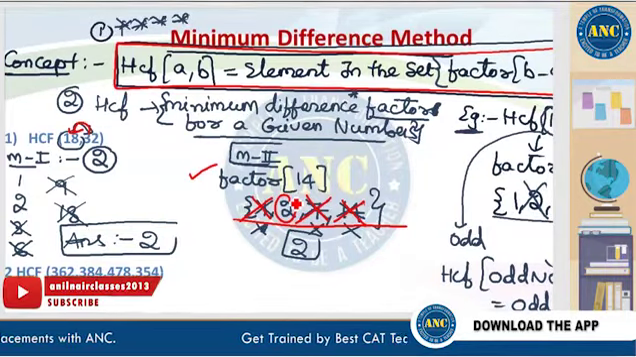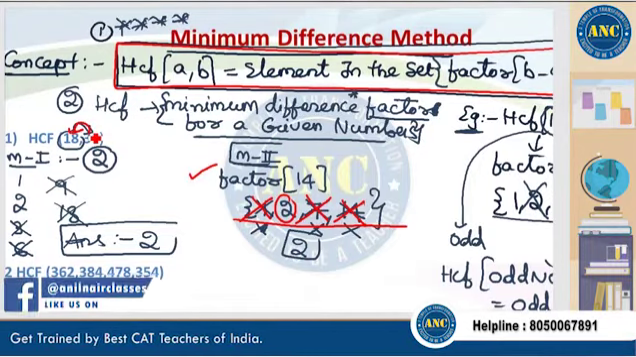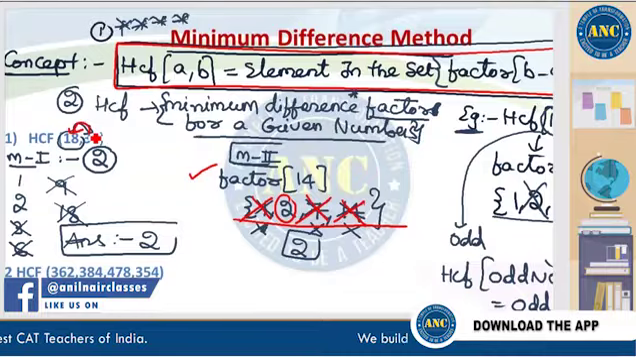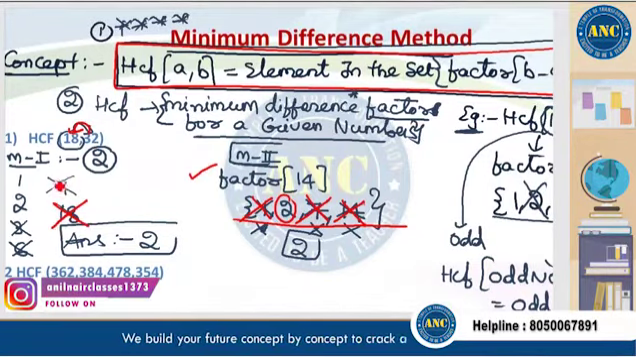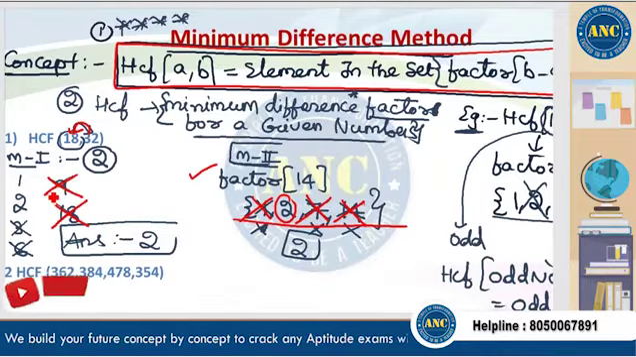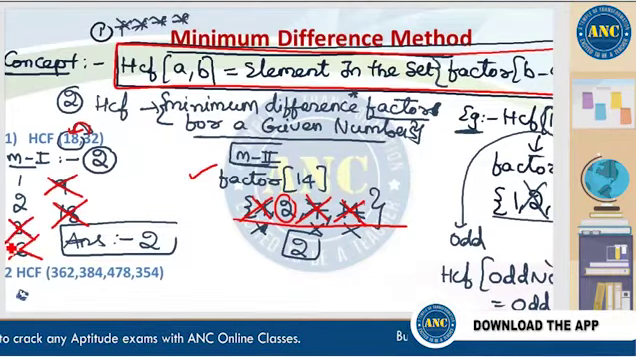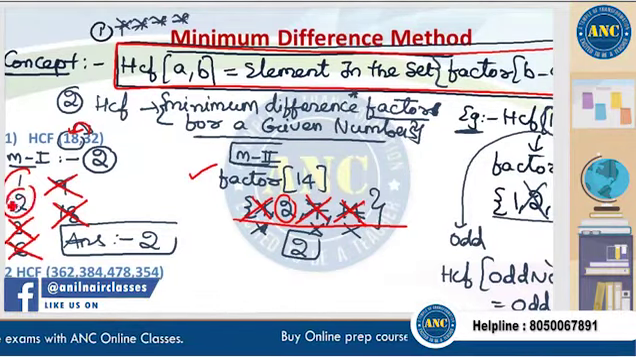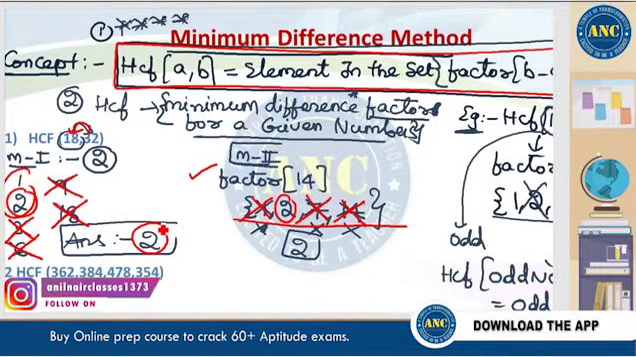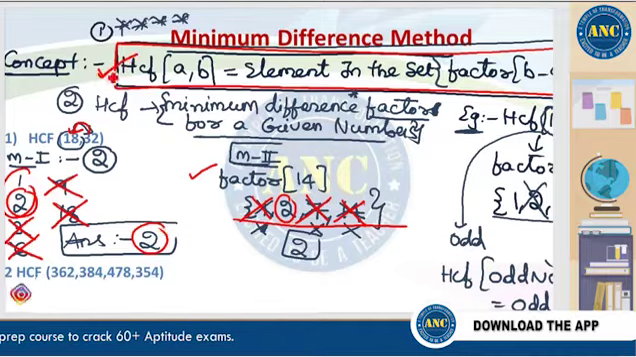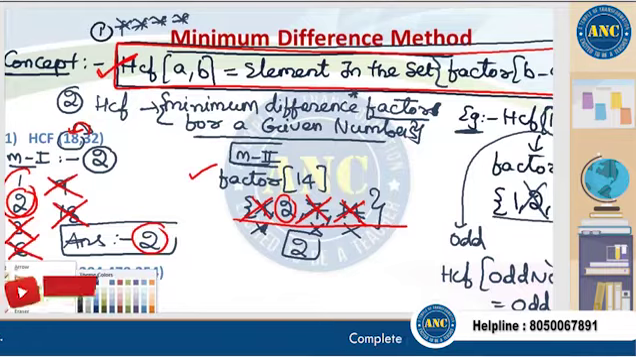If I use the traditional method, 18 does not divide 32. So take all the factors: 1, 2, 3, 6, 9, 18. 32 is not divisible by 18. 32 is not divisible by 9. 32 is not divisible by 6. 32 is not divisible by 3. So 1 and 2, highest is 2. Obviously it will be 2 because HCF of any two even numbers will be an even number. Idea clear? This is the first concept: the minimum difference method.